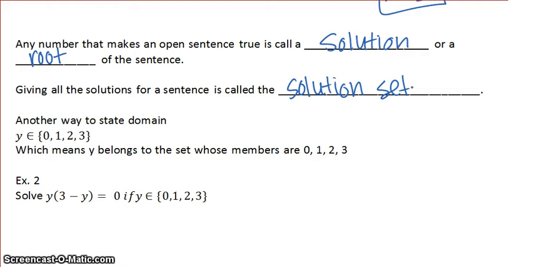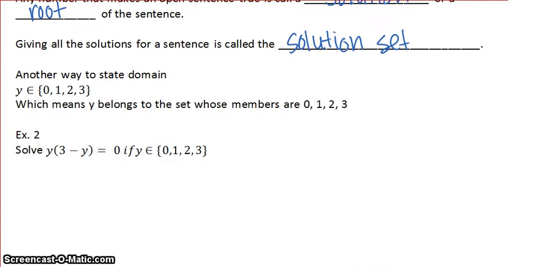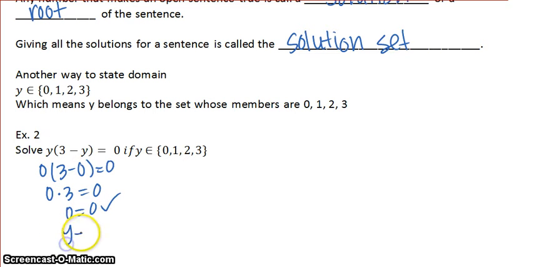So another way to state the domain right here is this. This is how you read it: y belongs to the solution set, which is 0, 1, 2, 3. It says y belongs to the set whose members are 0, 1, 2, and 3. So when you have that, you need to see which ones work, so I'm going to have to plug in every single one. I'm going to plug in 0 for y for this first one. So we have 0 times 3 minus 0 equals 0. So that will be 0 times 3 equals 0, and 0 does equal 0, so y equals 0 will be one of mine. So I'll kind of squiggle that.